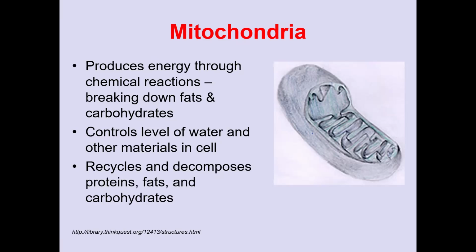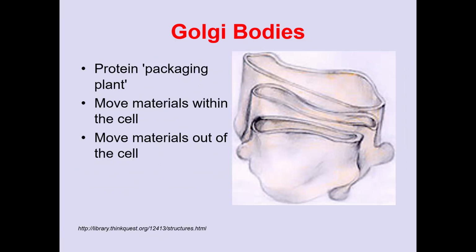So now we have another function. It controls the level of water and other materials in the cell, and it also recycles and decomposes proteins, fats, and also carbohydrates. So for Golgi bodies, they are also called Golgi apparatus. They are used for protein packaging. They package proteins after they have been produced by the ribosomes. Then they package them and move materials within the cell. They also move materials out of the cell.